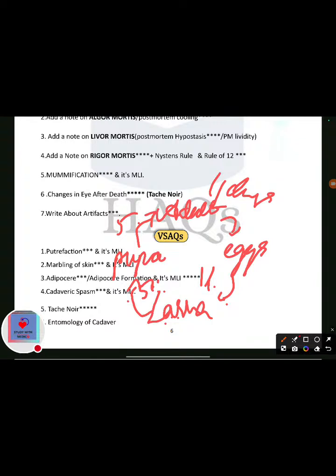Larvae or maggots are white in color and segmented, measuring 1 to 2 mm. They burrow into tissues by producing proteolytic enzymes.